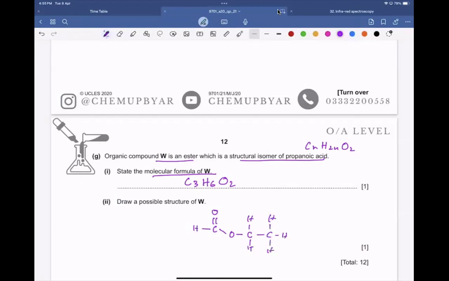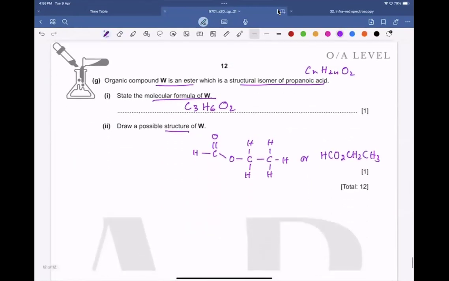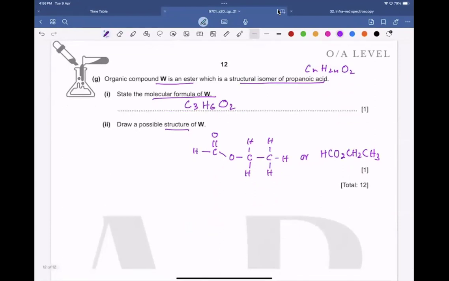See, they haven't asked you to write the skeletal formula or the structural formula, right? They have just asked you to write the structure. So if it's a structure, you can write it in any way, but if they specify that you write the structural formula, then see, if I did this, the structural formula would be HCO2CH2CH3.